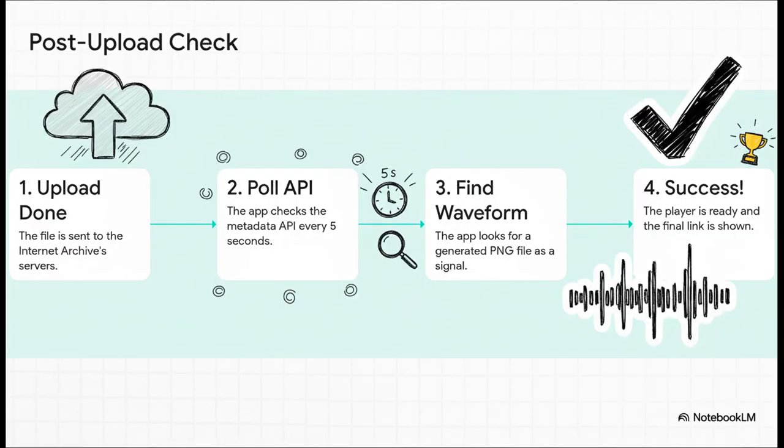So what happens after the upload finishes? The file isn't instantly ready. The archive needs to process it. So ArchiveFlow starts polling the API, asking every 5 seconds, "Hey, is it done yet?" It cleverly looks for one specific file, the waveform image. As soon as that image exists, it knows the public player is live, and only then does it give you the success message and the final link.